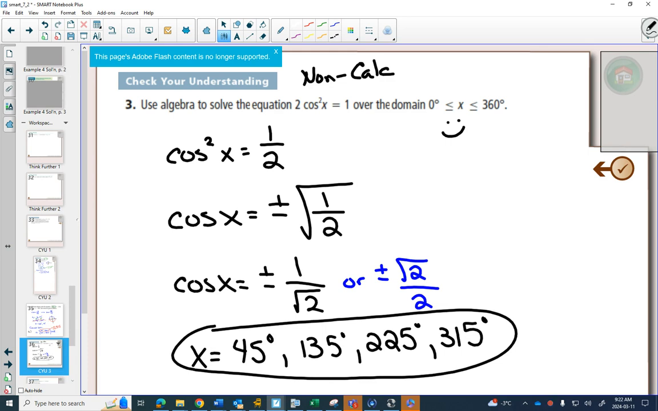So sometimes you can get rid of a squared by square rooting both sides. Sometimes you have a cos squared and another cos. You're going to have to either factor or use the quadratic formula. Questions for this one are 5 and 11.